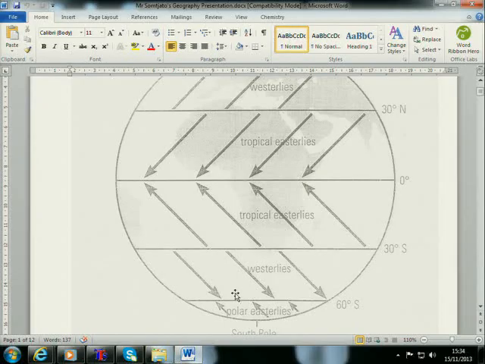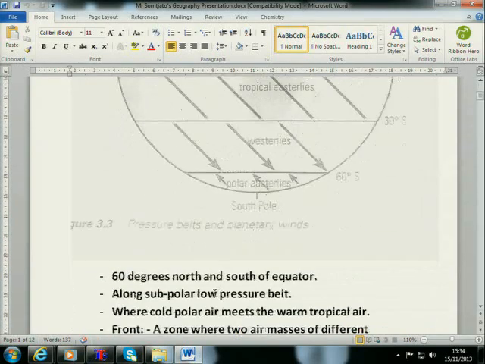Now, the place of origin of the mid-latitude cyclone is around 60 degrees, as we have seen. This is where the mid-latitude cyclone originates, at 60 degrees north and south. Number two, the place of origin is along the subpolar low pressure belt. Remember, this is the subpolar low pressure belt. Therefore, it is the place of origin of the mid-latitude cyclone.